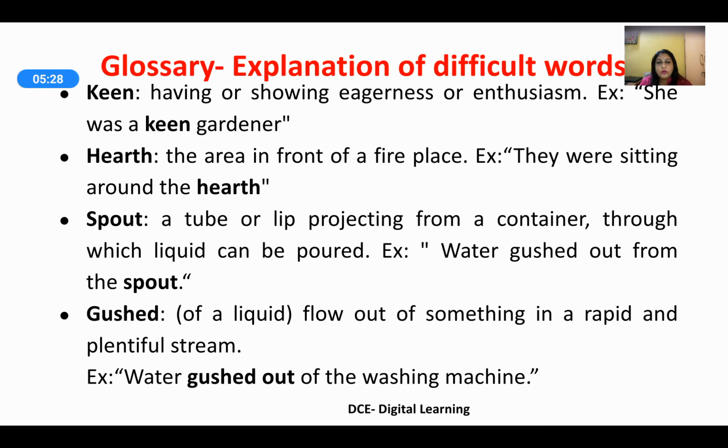Spout, a tube or lip projecting from a container through which liquid can be poured. For example, water gushed out from the spout. Gushed, it refers to a liquid flowing out of something in a rapid and plentiful stream. For example, water gushed out of the washing machine.